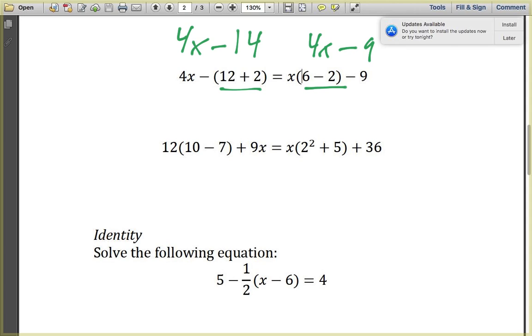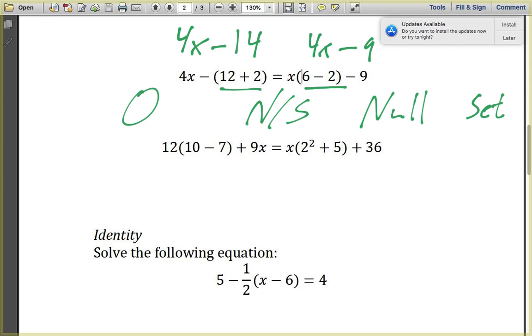No, there's no way. This is what we would call a no solution. Or it might even be called a null set. And in the book, it would not surprise me if it showed you this. All of those mean the same thing. Okay?